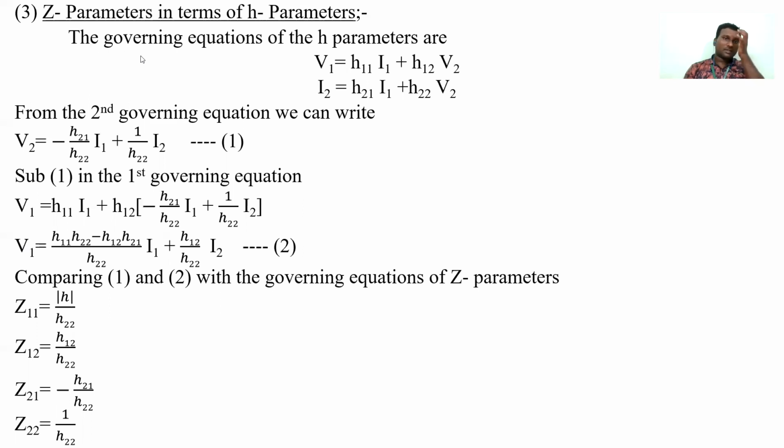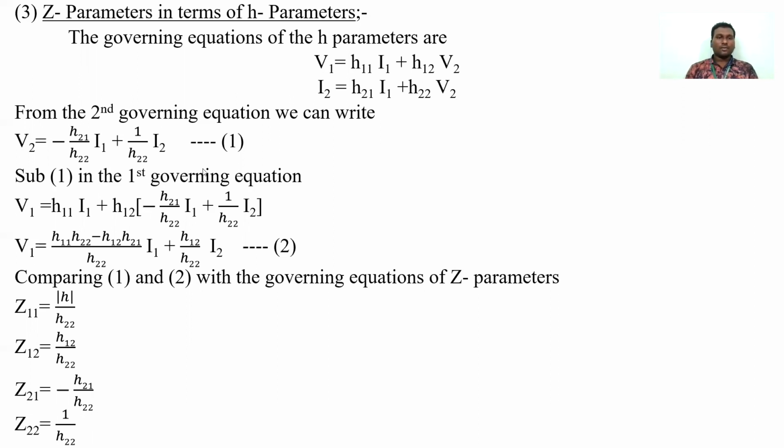Okay, now next one is what? Next one is Z parameters in terms of H parameters. So you'll write the equations of Z parameters in terms of H parameters. The governing equations of H parameters are V1 is equal to h11 I1 plus h12 V2, and I2 is equal to h21 I1 plus h22 V2. From the second governing equation, you can write V2 is equal to minus h21 by h22 I1 plus 1 by h22 I2.